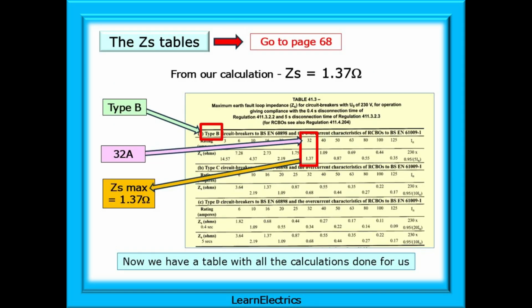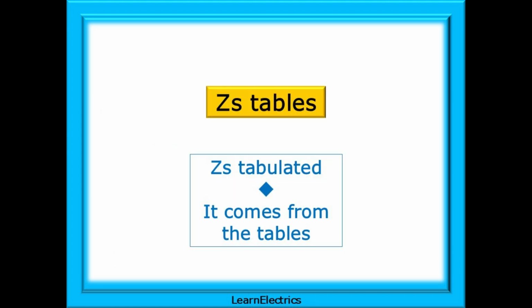Let's go now to table 41.3 on page 68. We can find type B breakers at the top, move along to 32 amp devices, and below 32 amps we find the maximum ZS, which is 1.37 ohms, the same as we have just calculated. The formula works. And now we have a table with all the calculations already done for us. Looking at the ZS tables in the wiring regulations book, we call these ZS tabulated values. The ZS numbers have come from these tables in this book.